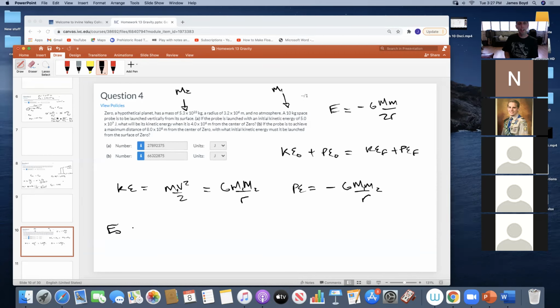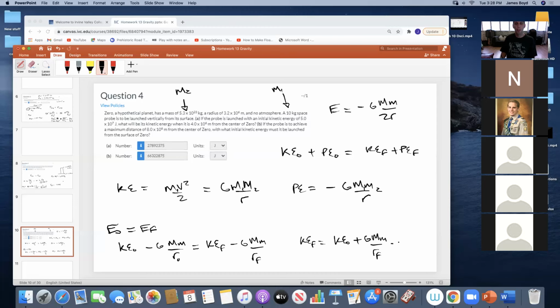So what we do is we do E initial is equal to E final. This might seem a little weird, but kinetic energy initial minus GMm over R initial is equal to kinetic energy final minus GMm over R final. So kinetic energy final is kinetic energy initial plus GMm over R final minus GMm over R initial. Plug in numbers. Kinetic energy initial was 5 × 10⁷. R final is 4 × 10⁶. R initial is 3.2 × 10⁶. G is 6.67 × 10⁻¹¹. M2, the big M here, is the mass of the planet, 5.3 × 10⁷ times little m, which is 10, and you'll get the kinetic energy.